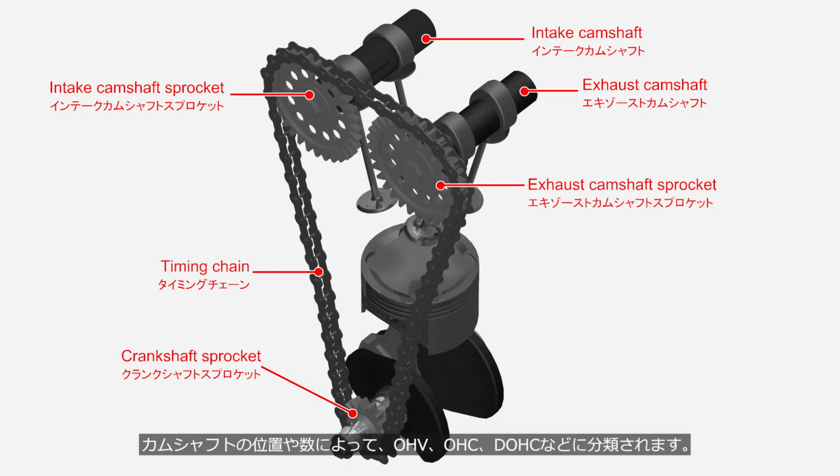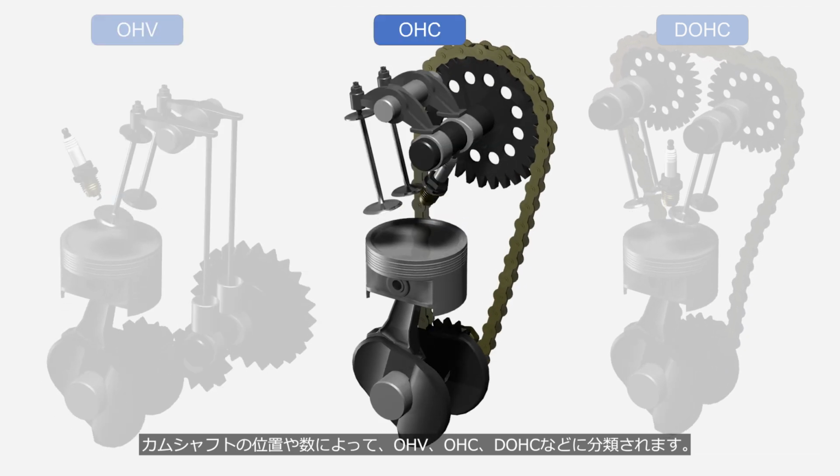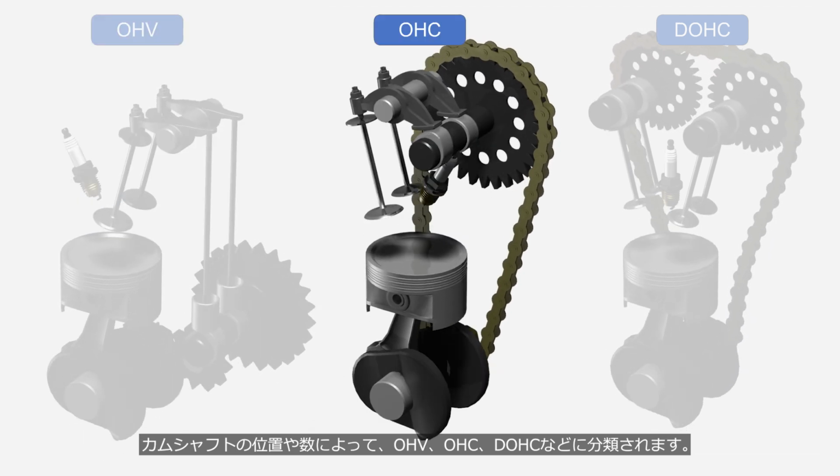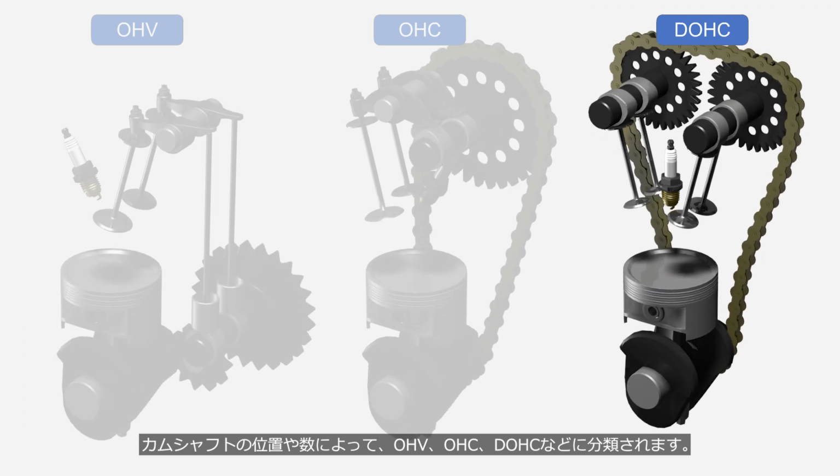Camshaft and valvetrain systems are classified into OHV, OHC, DOHC, based on camshaft position and number.